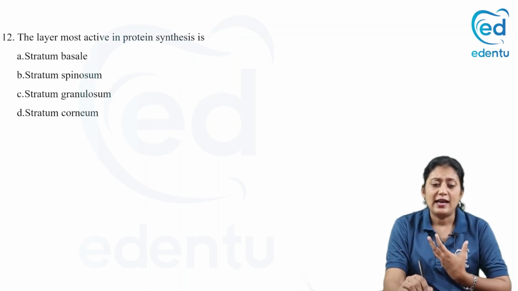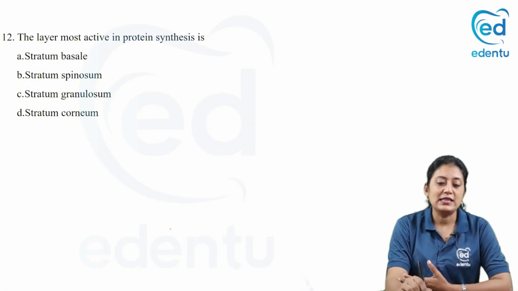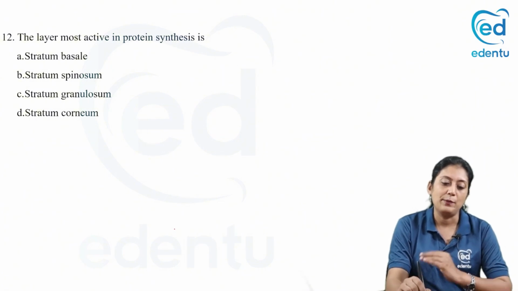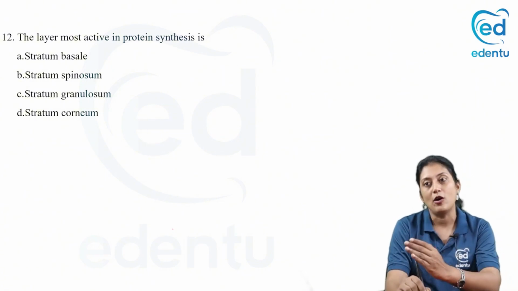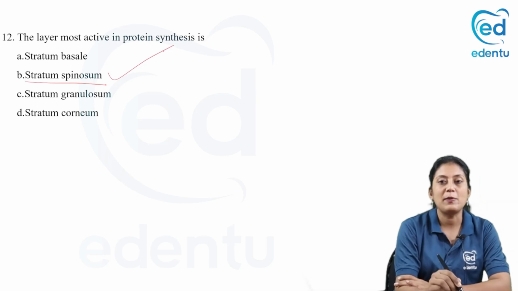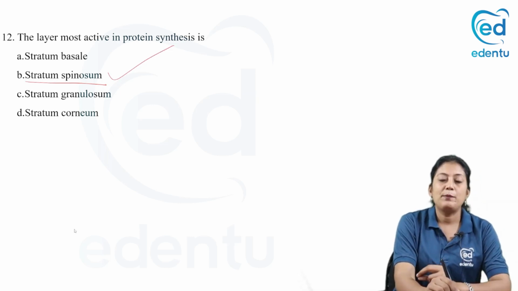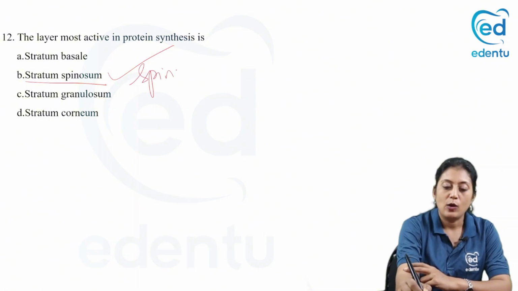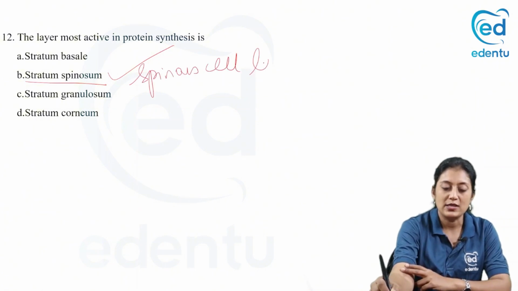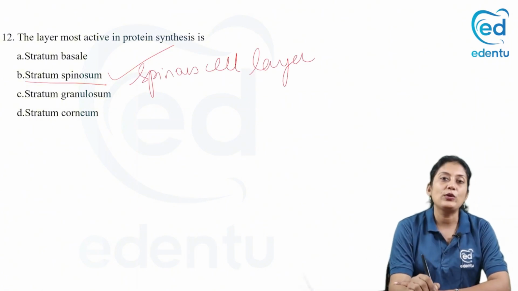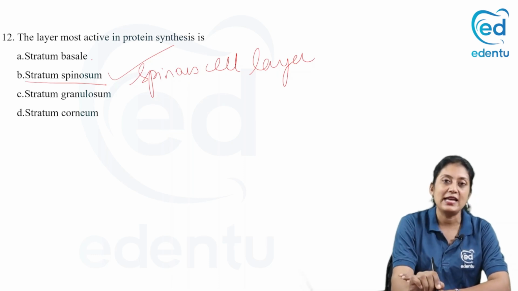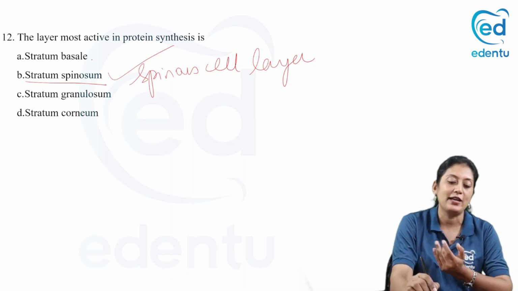The most active layer in protein synthesis is which layer of the epithelium? Basal, spinosum, granulosum or corneum? The right option is spinosum. This is again a very repeatedly asked question. The spinous cell layer or stratum spinosum is the layer where active protein synthesis is happening, whereas stratum basale is where active proliferation or mitosis is seen.